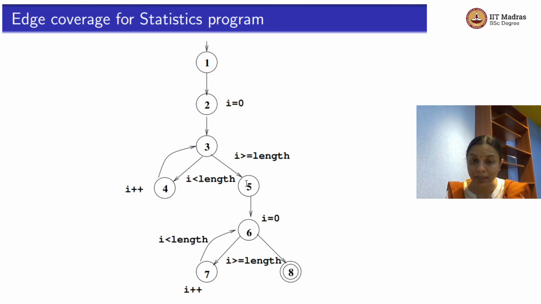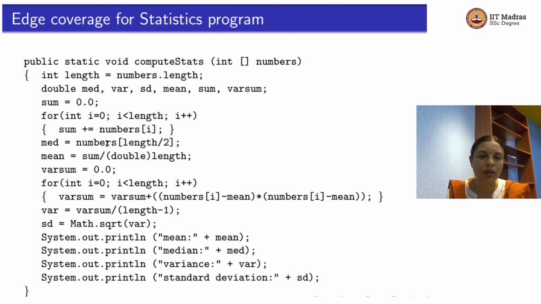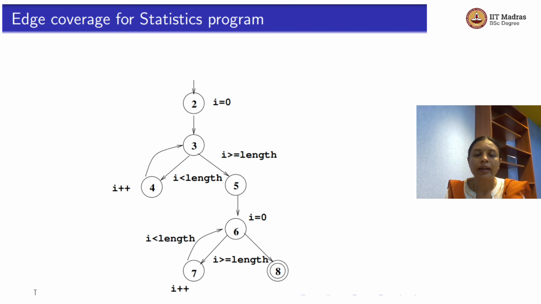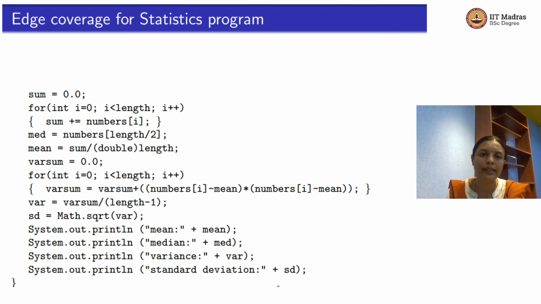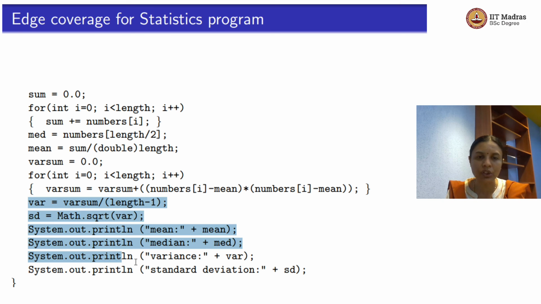This 5 is a basic block of statements that represents all these. It represents computing the median, mean, initializing var sum and beginning the second for loop. And then this structure 5 to 6 to 7 to 6 to 7 represents iterations of the for loop. And when I exit the second for loop, I go to node 8, which represents another basic block of this part. I compute variance, standard deviation and do all the print statements.